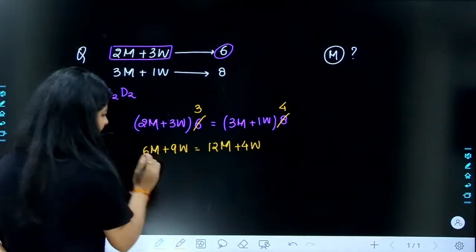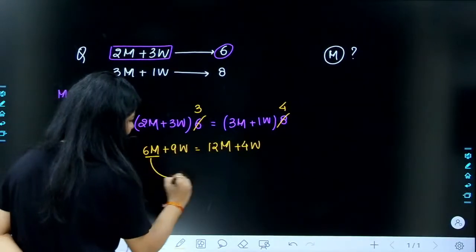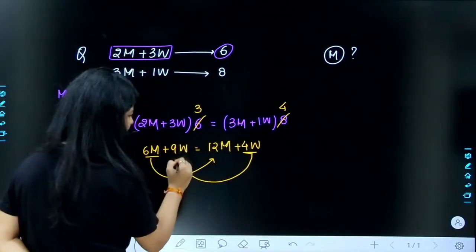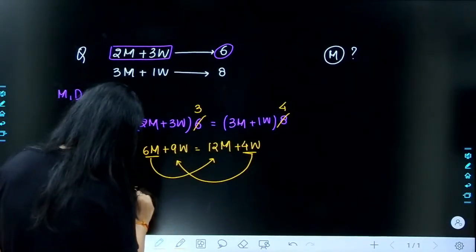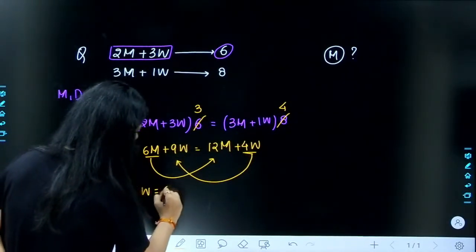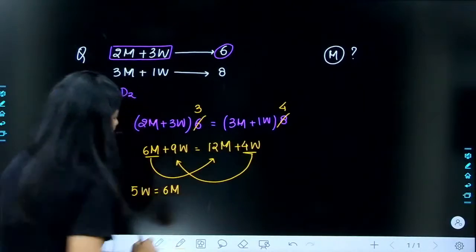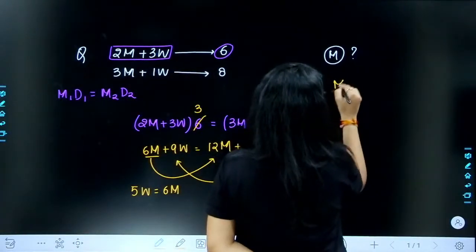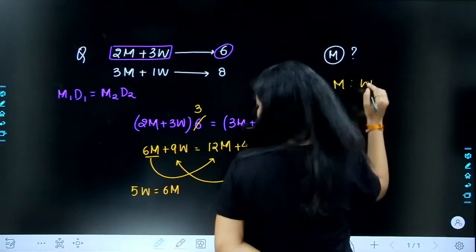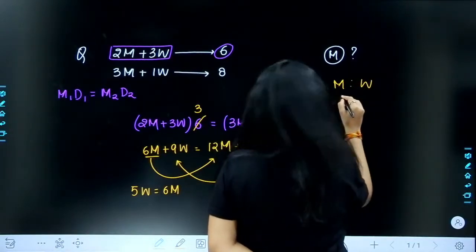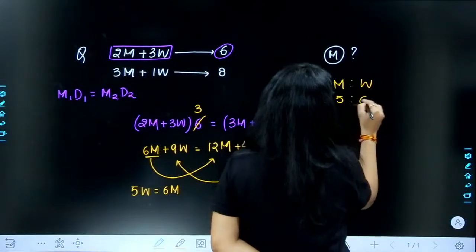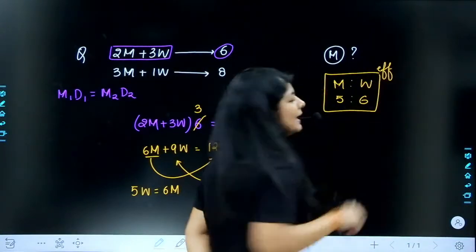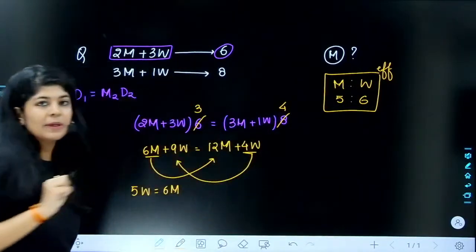From this we can easily write down the ratio of man and women. Here I can just simply transfer this 6m over this side and this 4w towards this side. So I can say that 5w is equals to 6 men. So if I have to write down the efficiency of men and women, I can write it like 5:6. These are the efficiency of a single man or a woman.